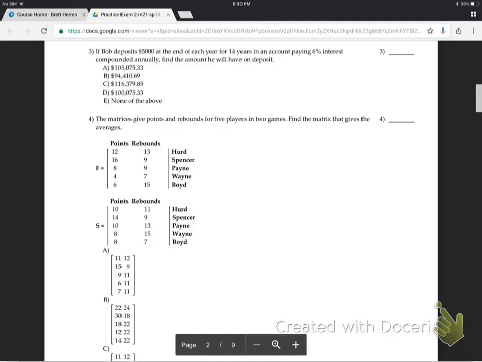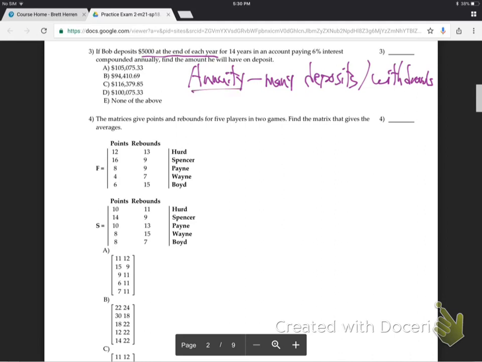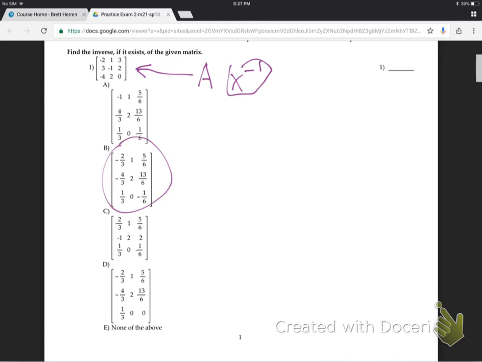All right, so question 3 now. Bob deposits $5,000 at the end of each year. So that's an annuity because that's many deposits or withdrawals. Right? That's many trips to the bank. That's not just one trip to the bank. So that's always an annuity. An annuity is a series of deposits or withdrawals. So it's an annuity, and there are 3 annuity formulas if we go back here.